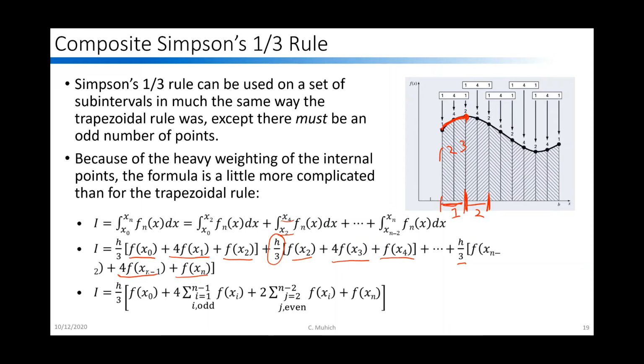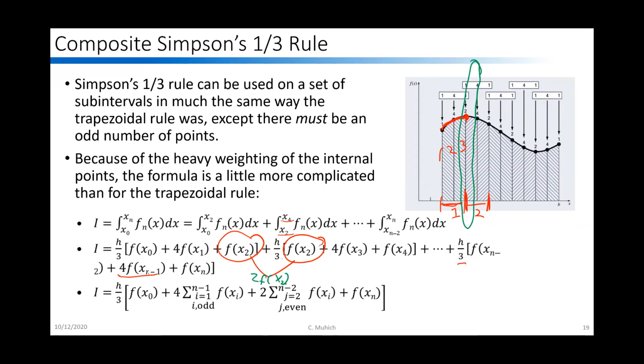What you'll notice is I end up with these terms here that are going to match. So these points are repeated because when I'm sitting at the interface between two sections, that point at that interface is used in the calculation of the integral for both sets. So I end up with, in this case, 2 f of x2.